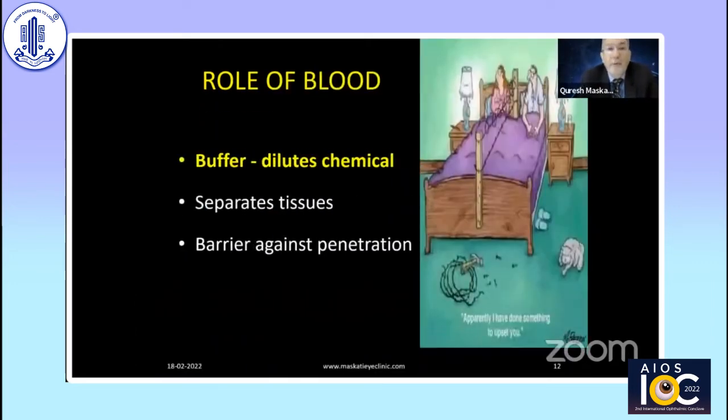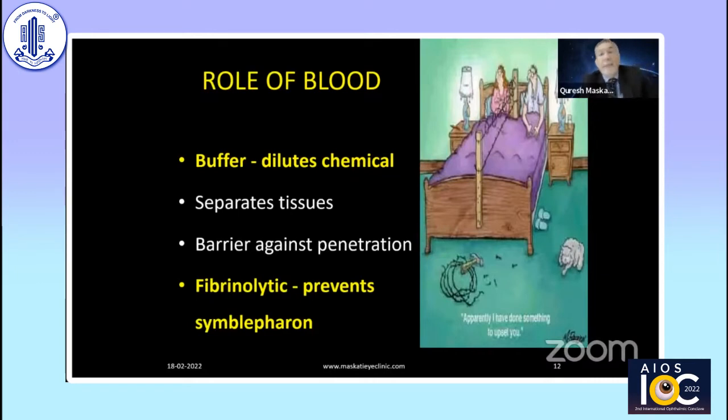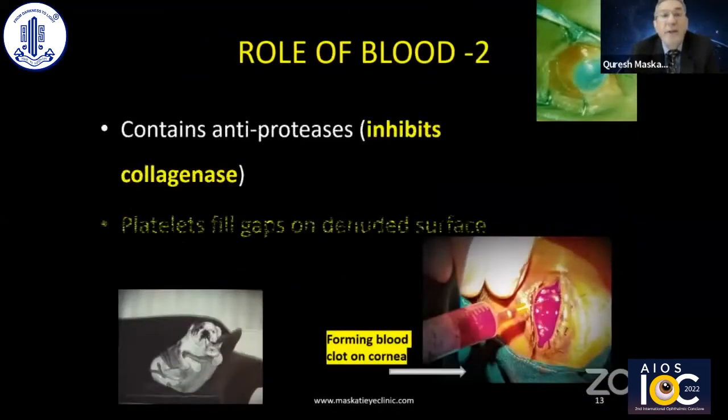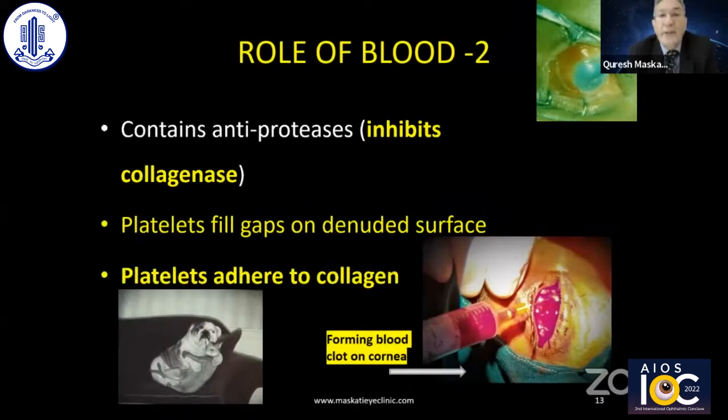What about blood? Why am I stressing so much on blood? Because blood acts as a buffer. It dilutes the chemical, it separates the tissues, it prevents symblepharon formation because it's fibrinolytic. It acts as a barrier against further penetration. So blood has a multi-purpose role. It contains anti-proteases, so it inhibits collagenase. Now, collagenase is an enzyme which breaks down collagen.